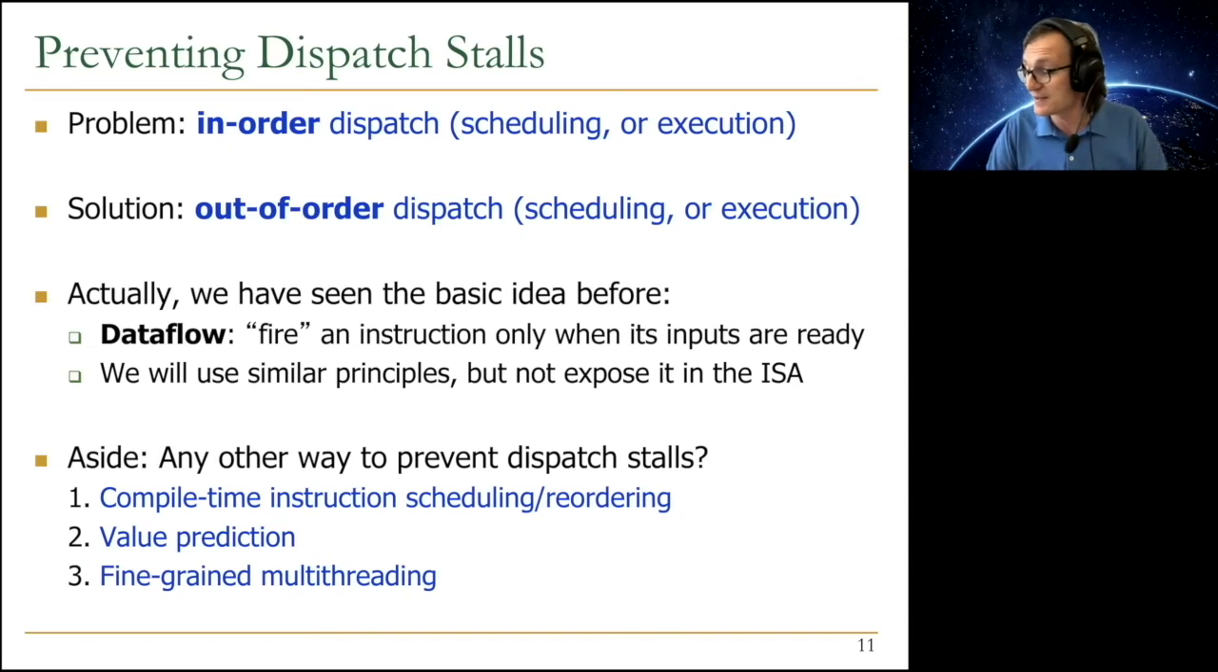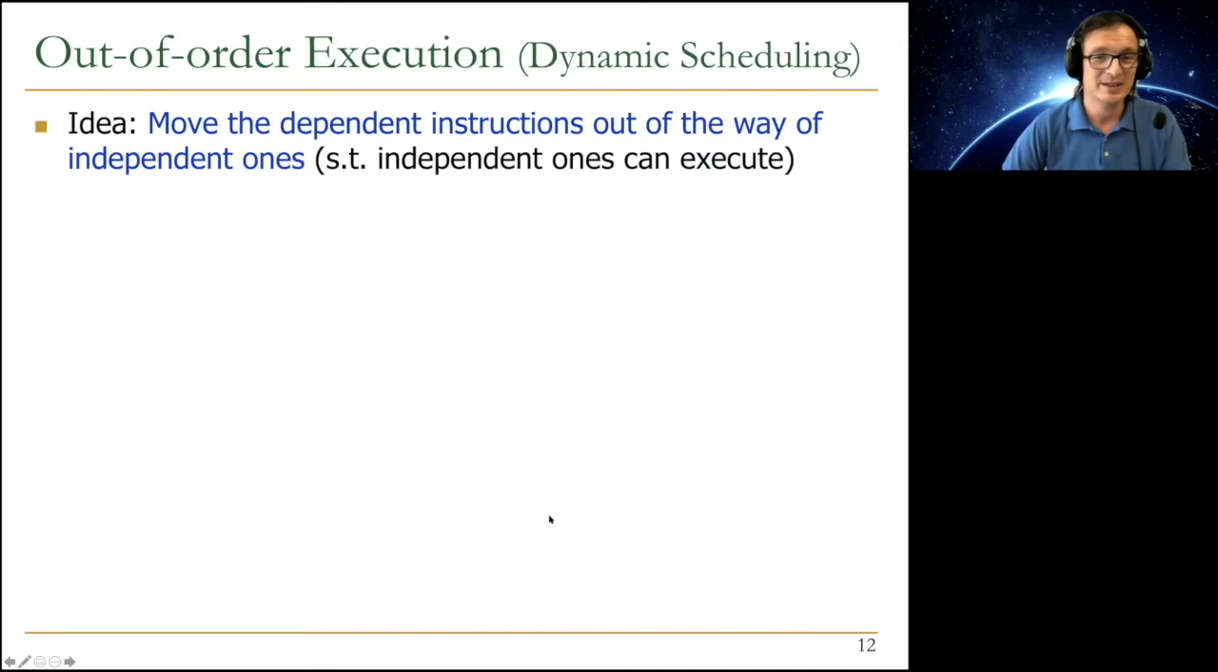Okay, somebody says fill the bubbles with independent instructions. That's essentially, yes, what we said with compile time instruction scheduling and reordering. So the basic idea of out-of-order execution or dynamic scheduling is to move the dependent instructions out of the way of independent ones, such that independent ones can execute. It's a very simple idea.